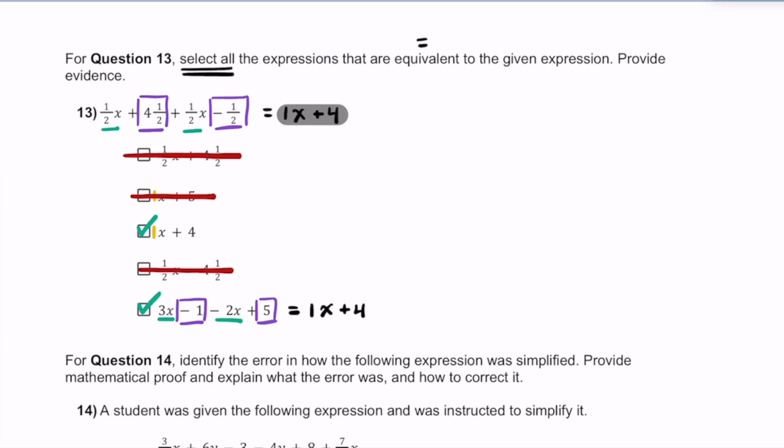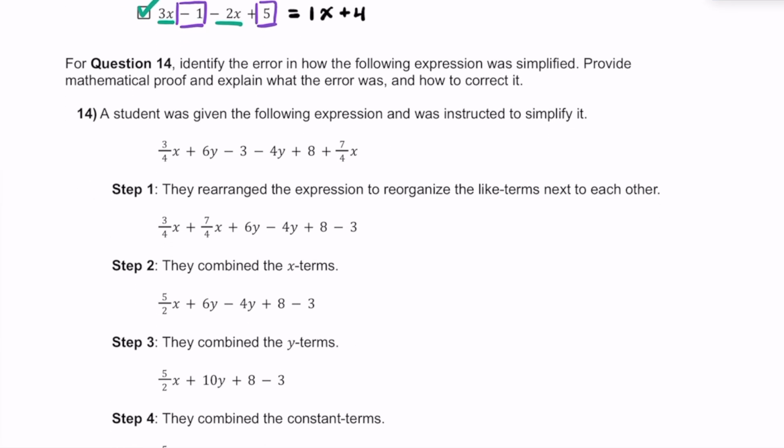All right, let's check out one final problem. In number 14, we're going to go ahead and identify the error. So there's going to be something wrong that we're going to be looking for here. We're going to see what was wrong when we were trying to simplify this. And then it says provide some mathematical proof and explain, so using words, what error was made and how to correct it. So we have to fix it as well, right?